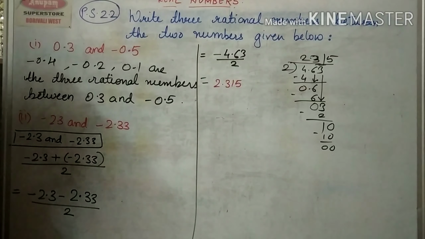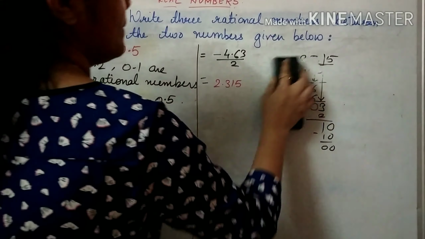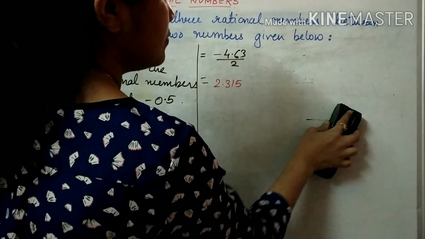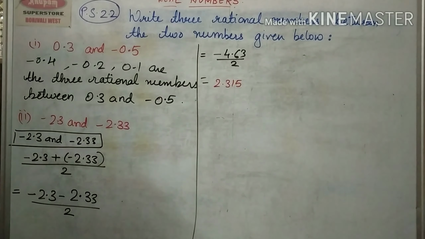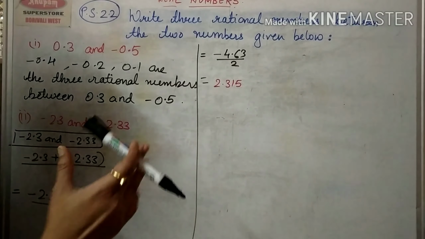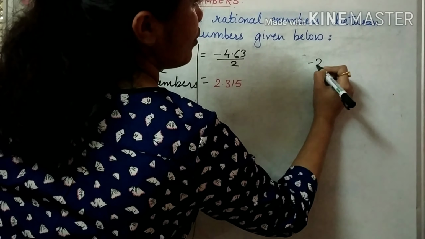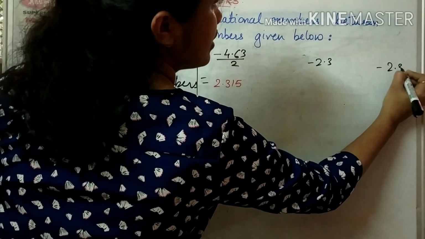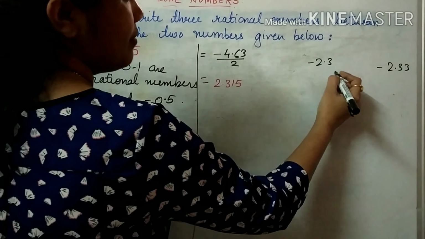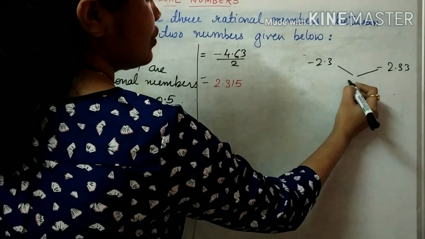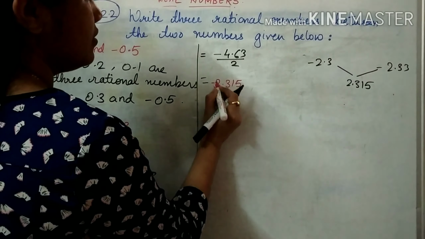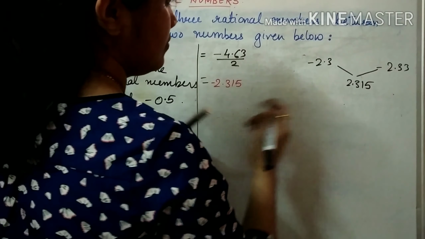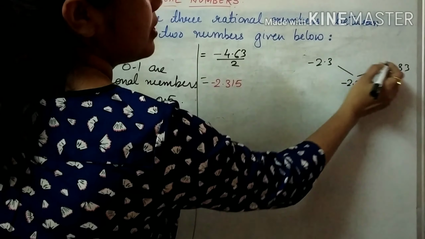So if I try to imagine, now this is one number which I have got. What if I want another number? See children, look here. Minus 2.3 was one number, minus 2.33 was the other number, and I got a number which is exactly in between, which is 2.315. Also, you will have a negative sign here. So, negative sign. But I want three numbers in between these two.